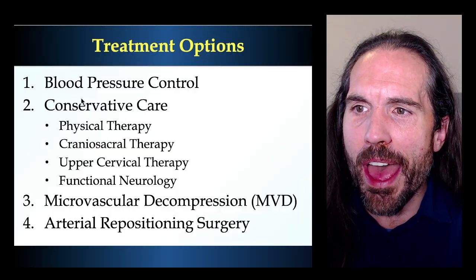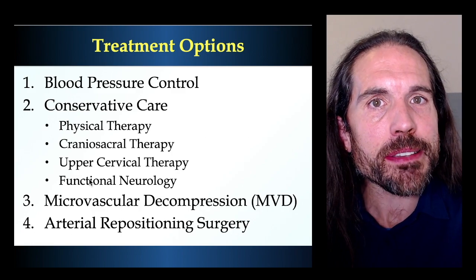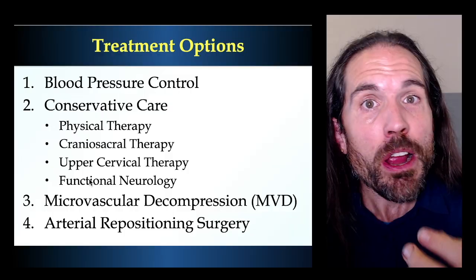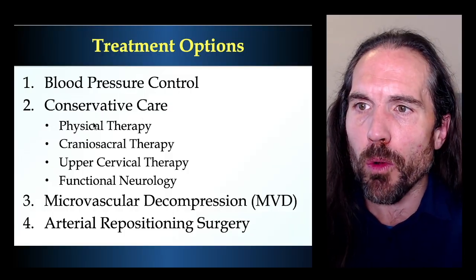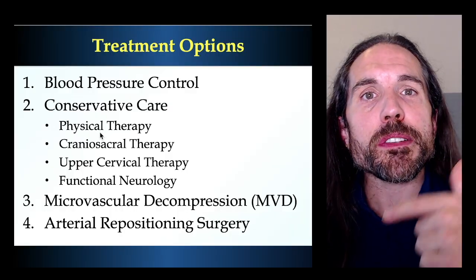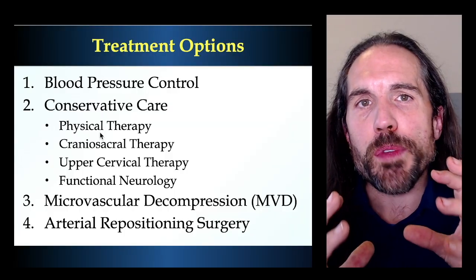Now, number two are conservative types of care. These are going to be things that can help your body accommodate better from a flow perspective. And there's no one size fits all here. So one possibility, firstly, is physical therapy. This includes speech therapy, and this also includes different types of neurological rehabilitation.